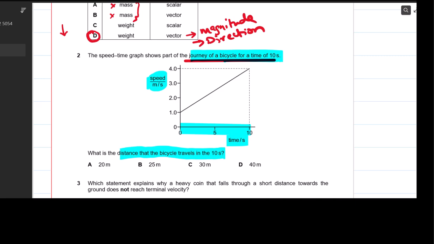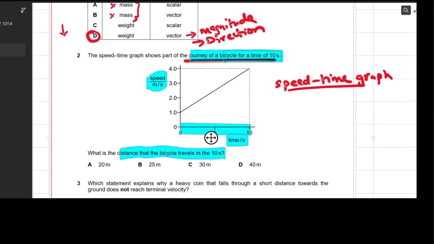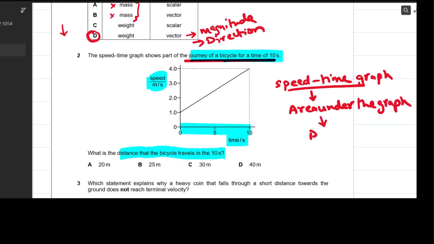So whenever we are given a speed time graph, if you find the area under the graph, you get distance. बेटा if speed time graph is given, याद रखें जब भी आप उसका area under the graph find करेंगे, you will be getting distance. Now this is a shape of trapezium.